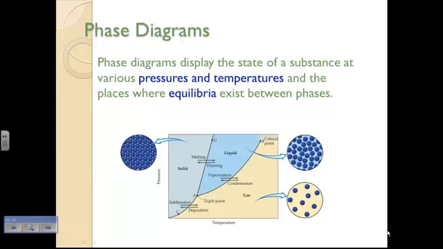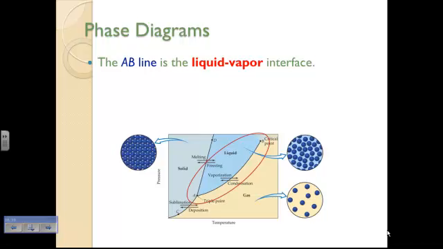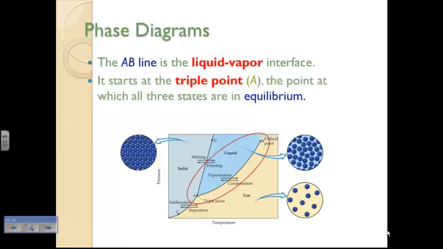One of the interesting lines that we'll look at first is line segment AB. Line segment AB begins, of course, at point A, labeled the triple point. And point B up high is called the critical point. This represents the equilibrium that lies between the liquid form of matter and the gaseous form of matter. We label this line the liquid-vapor interphase.